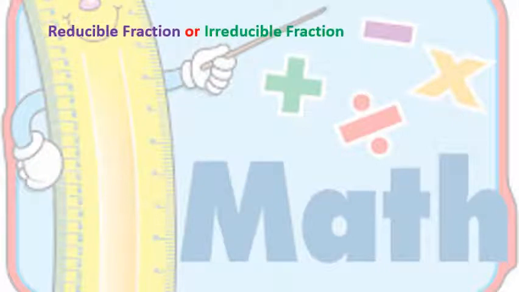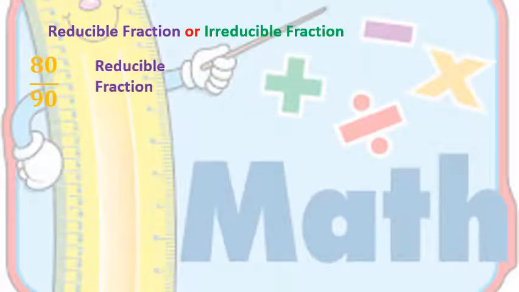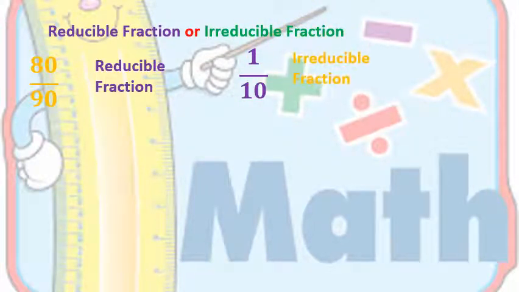So reducible fraction or irreducible fraction, let's try to think together. So 80 over 90, is it reducible? Yes, I can divide above and below, the numerator and denominator, by 10. So this is a reducible fraction. How about this one, 1 out of 10? Can we simplify it more? Can we divide the numerator or denominator by a certain number? No, we have a prime number over here and a composite number over here, but we cannot simplify them by any number. So that's why this is an irreducible fraction.